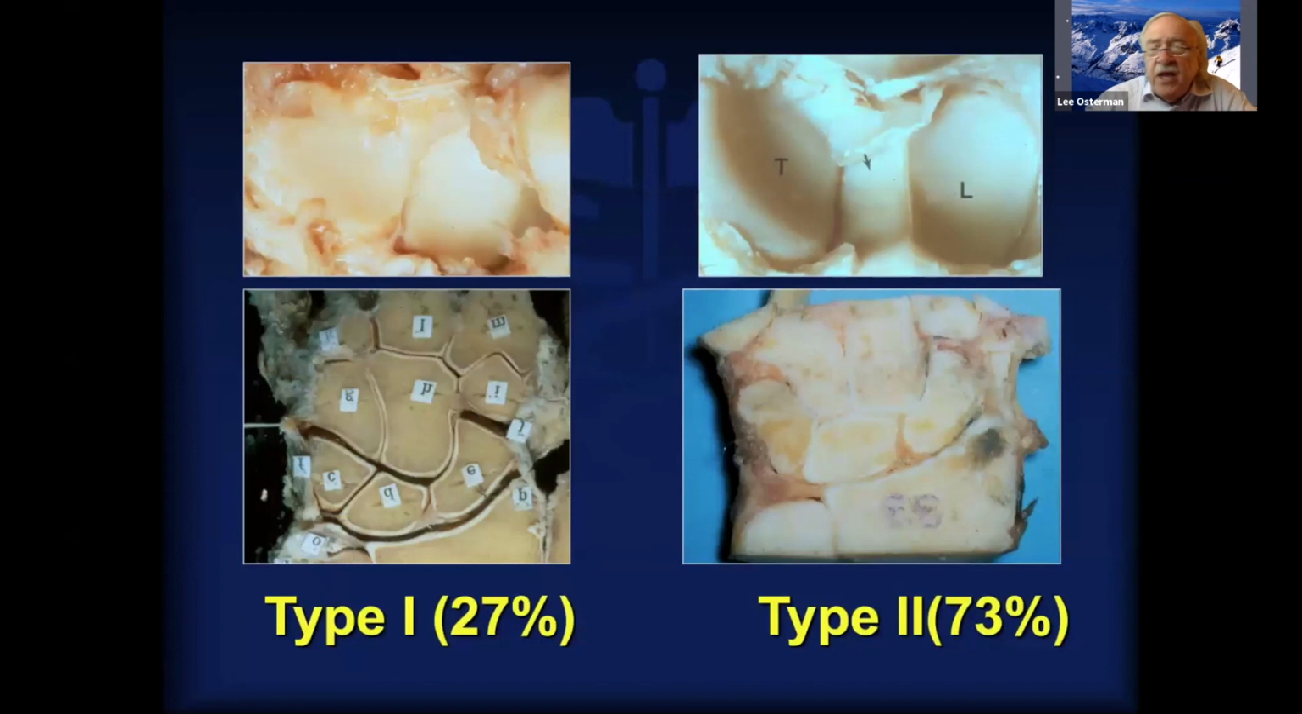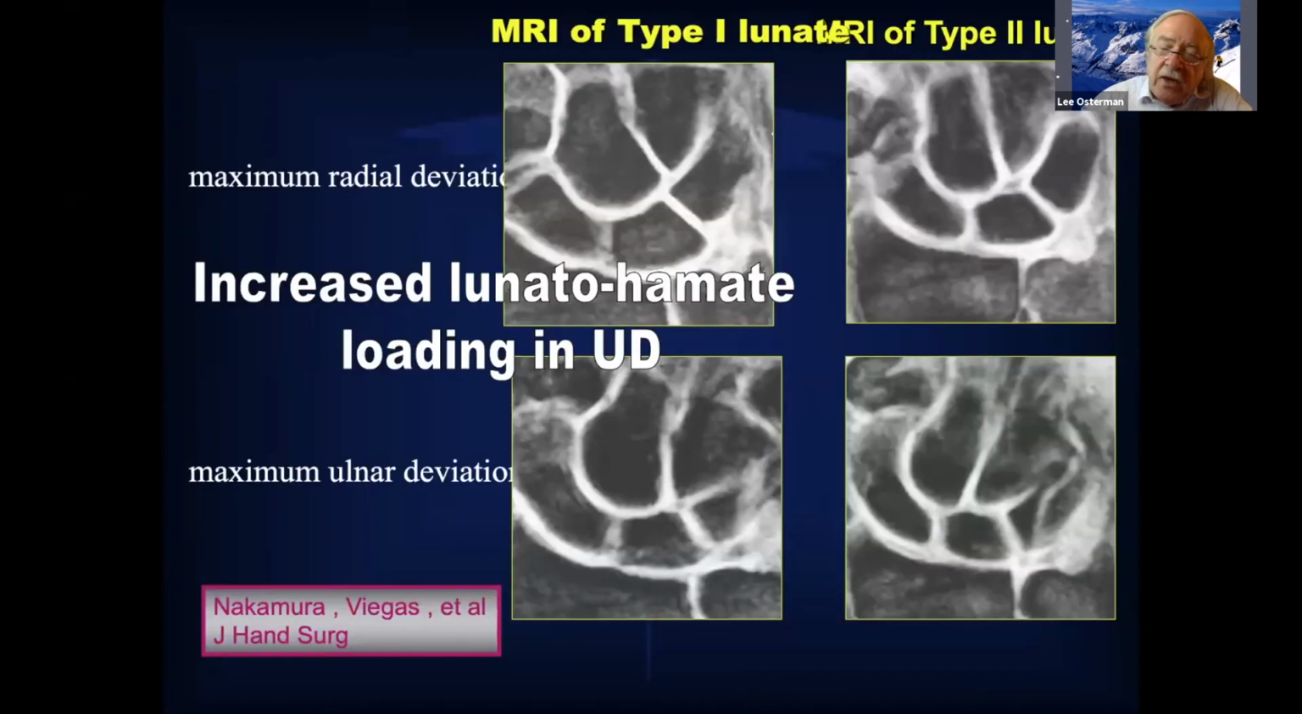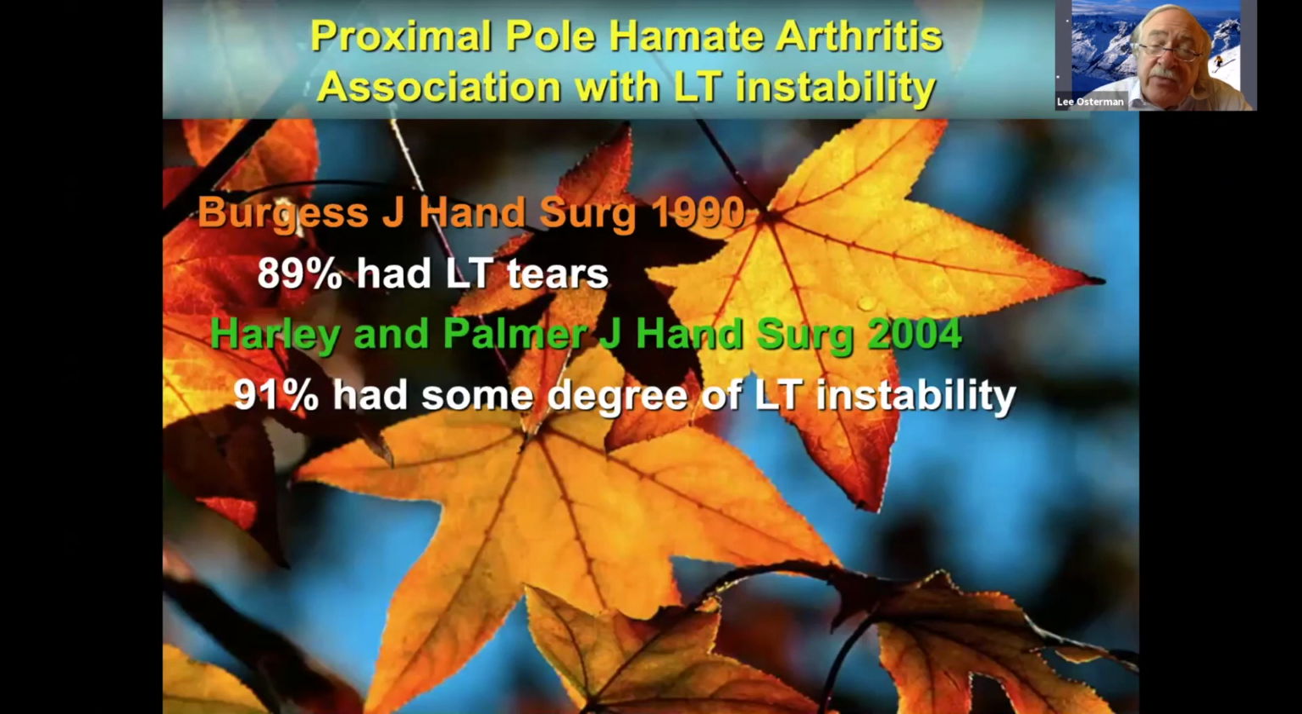But I think it is important to remember when you're analyzing x-rays the difference between the common type 2 and the type 1 lunate. Type 2 is more important. It stabilizes the wrist in terms of lunate instability, but it is a high area of impaction with load.